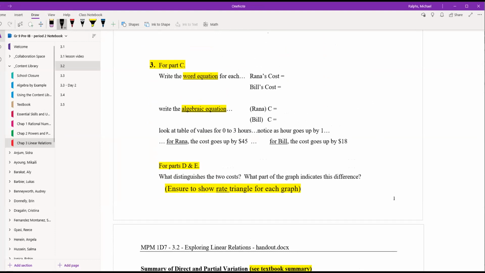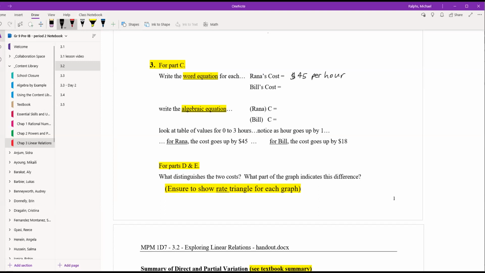Okay, so we're going to look at the equations now. We want to write the word equation for each. So Rana's cost. Well, what does Rana's cost entail? We know that she charges $45 per hour of work. Now, generally in equations, we don't use units, so in the next section, the algebraic equation, we won't include that dollar sign.